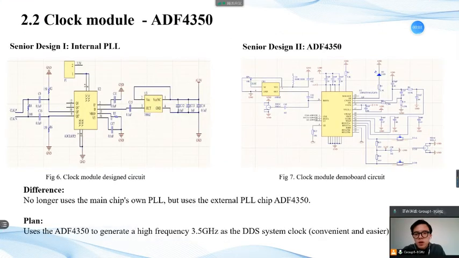Hello, I'm Zhao Xiangzhang. It's my turn. The clock module is the driving force that enables the system to work normally. At the beginning, we designed to use the internal PLL of the AD9914 chip to generate the system clock. After purchasing the demo board, we find it generates the system clock using the ADF4350 chip, which reaches the same effect.